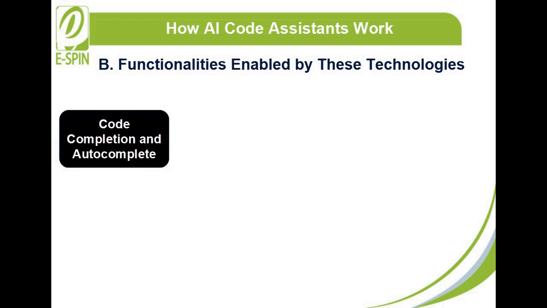Code completion and autocomplete. Code completion and autocomplete features in AI code assistants predict and suggest the next part of the code as developers type, speeding up coding and reducing errors by understanding the context and recognizing patterns. There are two types of code completion and autocomplete, which are predictive text and snippets and templates.